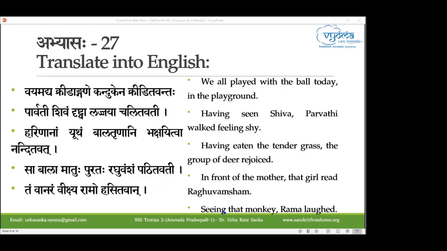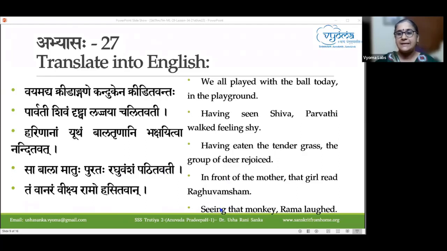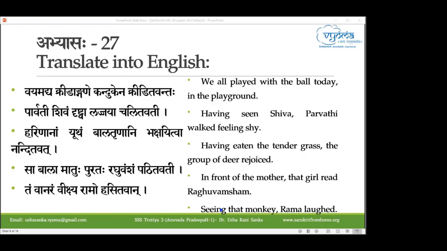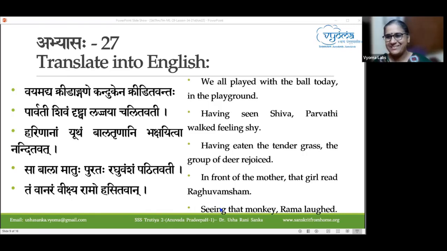So seeing is like after seeing, which is okay. We have decided on a certain standard: having seen or after seeing, we will use one of them, but not just seeing that monkey. Mother, please share that group link with me, because I joined from today. Yes. Thank you. So instead of seeing that monkey, we'll say after seeing or having seen that monkey, Rama laughed.